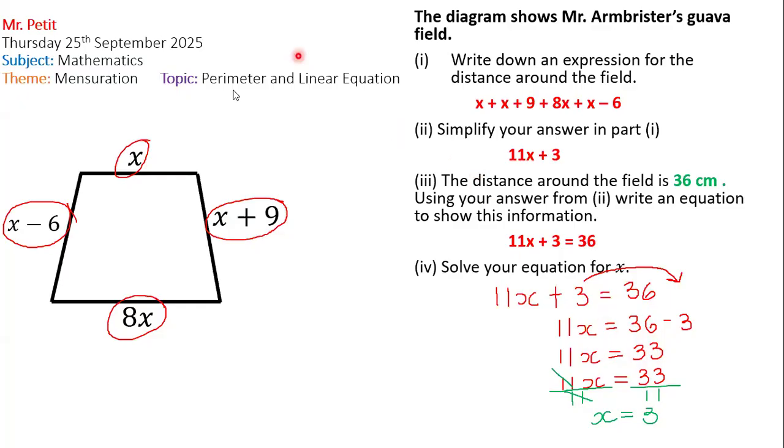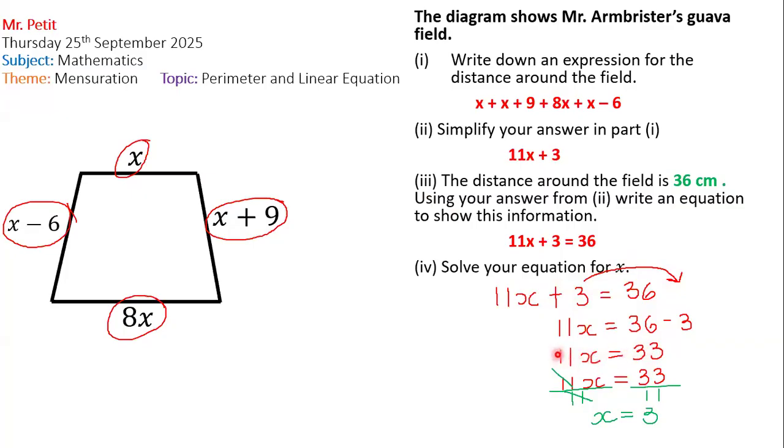All right, do we understand how I got x is equal to 3? Or do we need to explain that again? I understand. Okay, so a quick recap for those who do not understand. We take the 3 and send it over the equal sign. It was a plus 3, and once we send it over the equal sign, it becomes a minus 3. So we have 36 minus 3, and that gives us 33. So we have 11x is equal to 33.